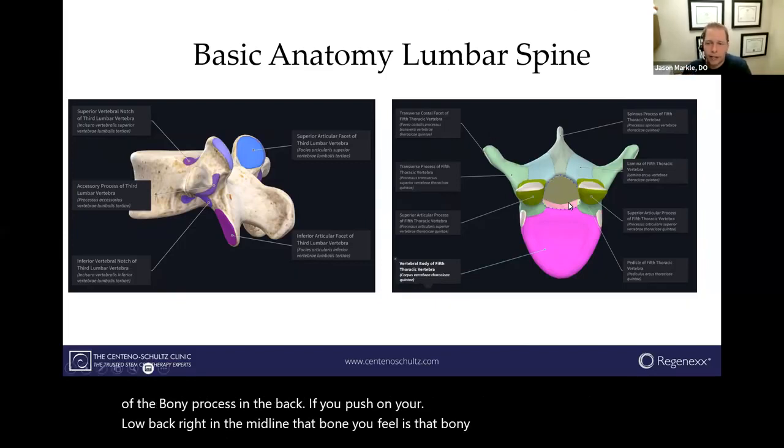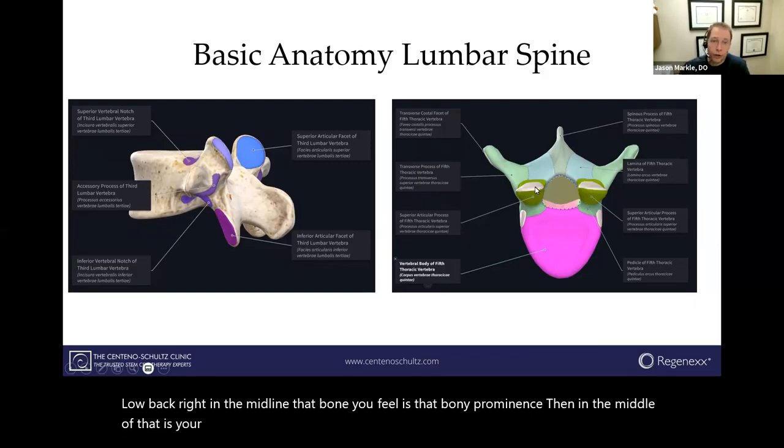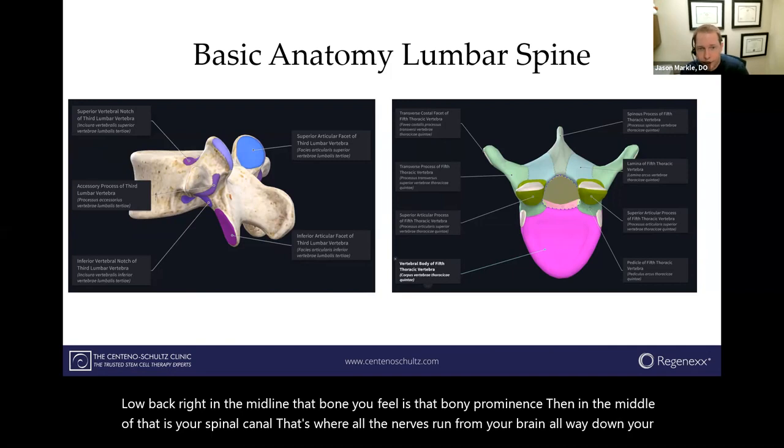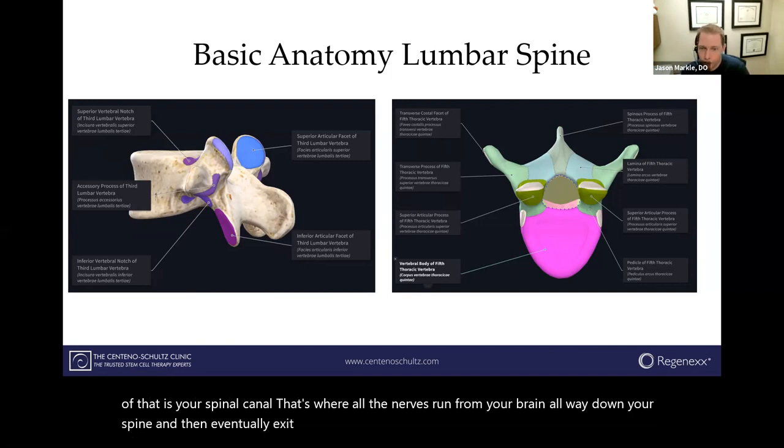Then in the middle of that is your spinal canal. That's where all the nerves run from your brain all the way down your spine, and then eventually exit into your extremities, your arms, and your legs.